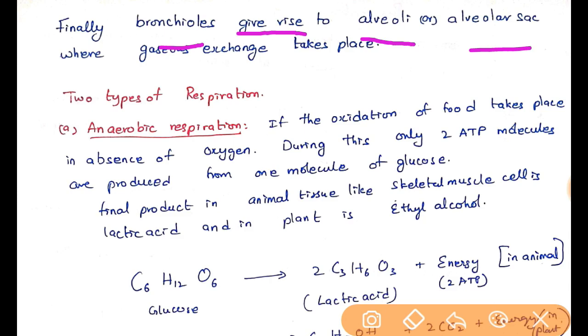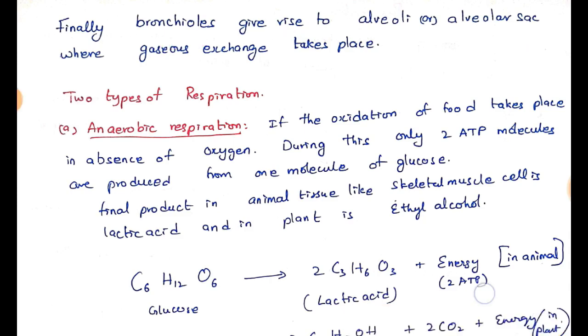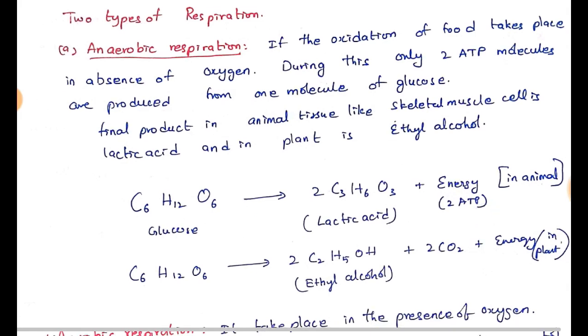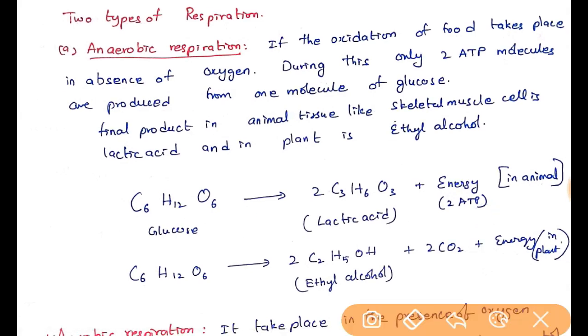Okay, friends, the two types of respiration which we can see are aerobic respiration and anaerobic respiration. If we see anaerobic respiration, respiration happens without the presence of air or oxygen. It is called anaerobic respiration. Aerobic respiration is nothing but respiration that happens in the presence of air. Yes, friends. Here, where does anaerobic respiration happen?